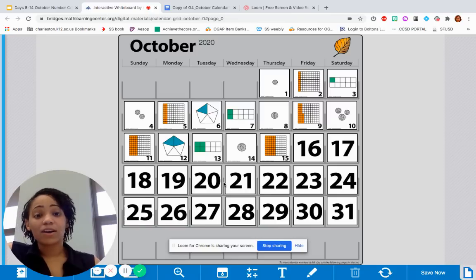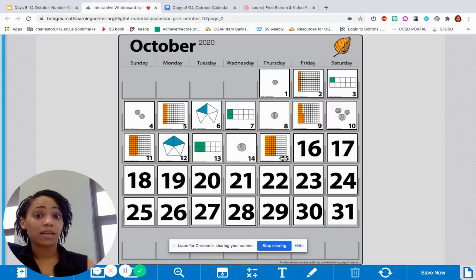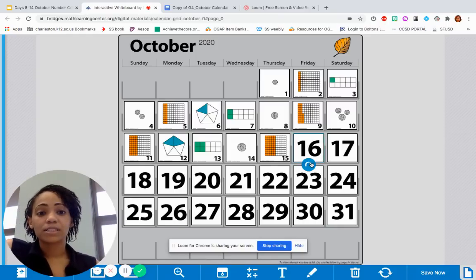So we're going to get started right away because we need to make up some time to look at some of these calendar markers. Let's look at calendar marker for the 16th. But before you do, make a prediction. I'll give you about 5 seconds.